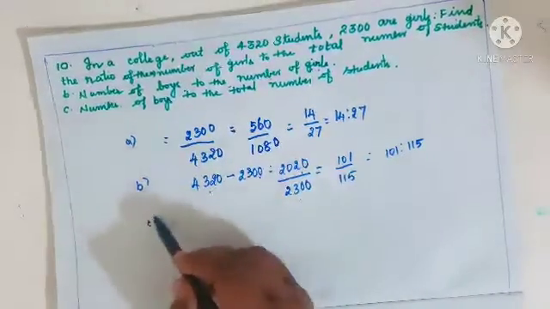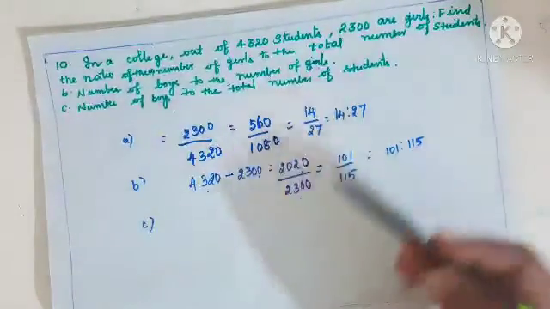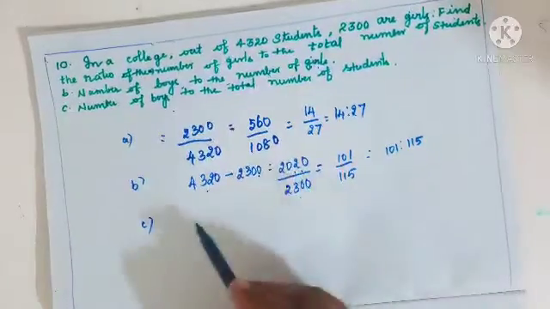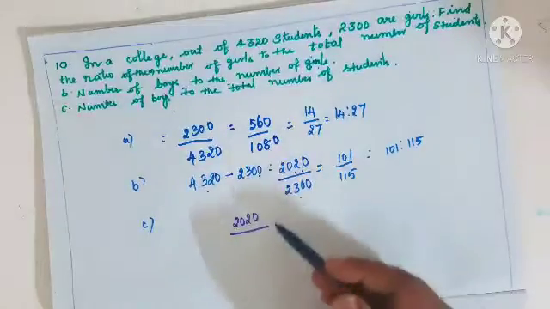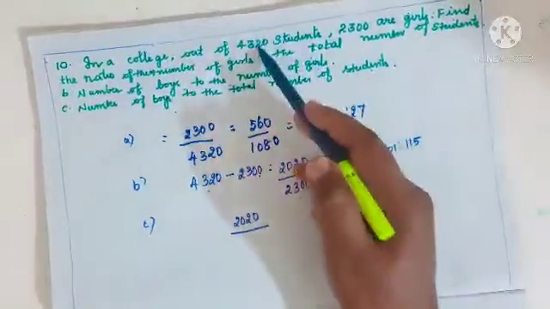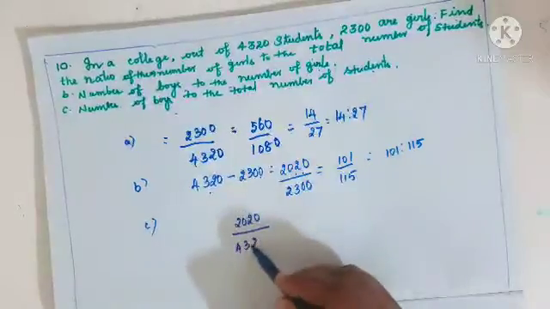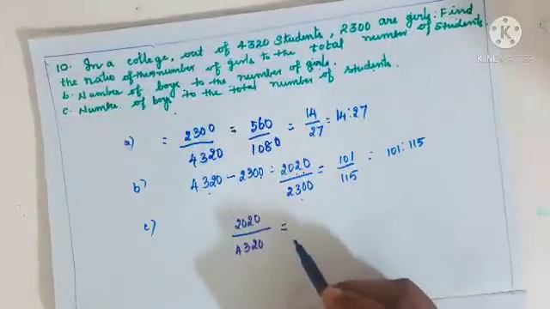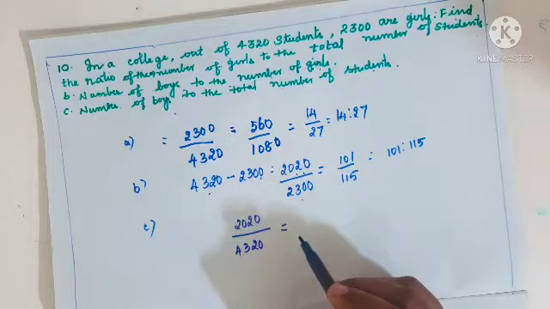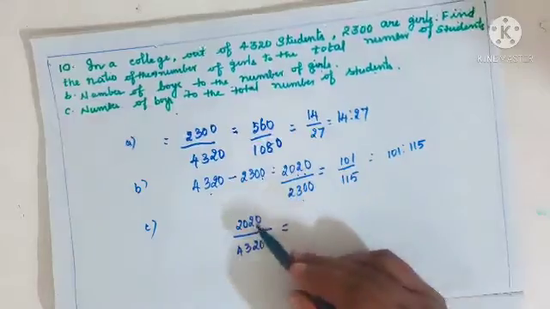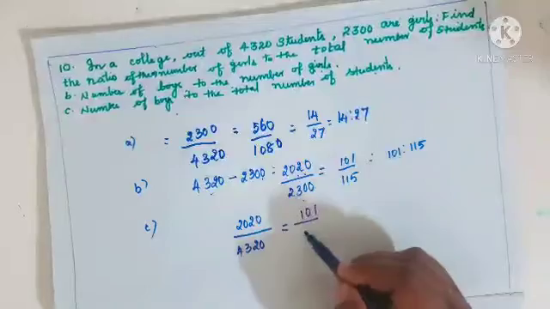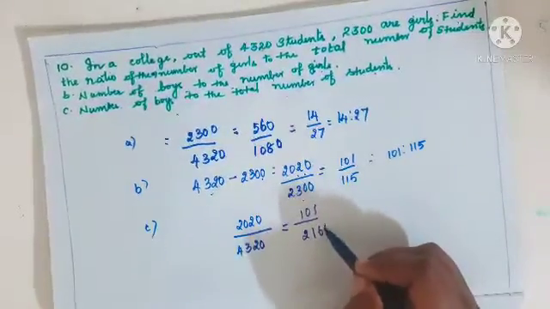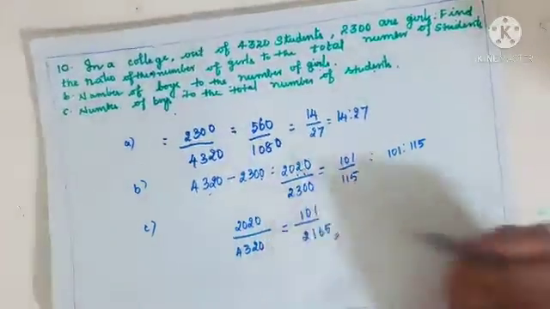The C part. Number of boys to the total number of students. So the number of boys you have found out. What is that? 2020 divided by what you have to do? Total number of students. Total number is what? 4,320. So that you calculate this. So here they are asking for the ratio, isn't it dear? So that you cancel, you will get the answer as what? 101 divided by 216. So this is the answer.